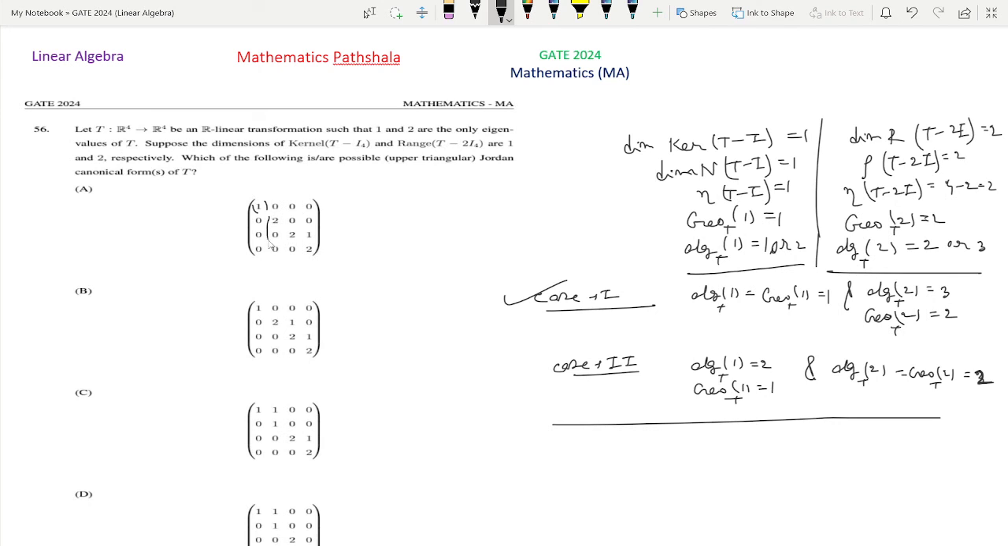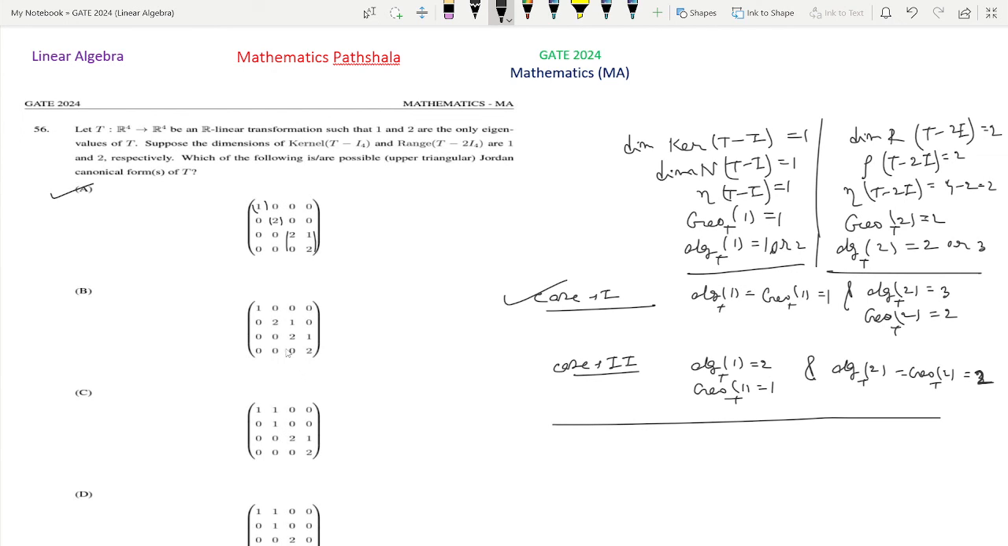So see, this is a Jordan block corresponding to 2 of size 2, and this is a Jordan block of size 1. So there are 2 Jordan blocks corresponding to the eigenvalue 2 and 1 Jordan block corresponding to 1. So in case 1, option A is the Jordan canonical form of T. So option A is a possible Jordan canonical form of T. It is a correct option.